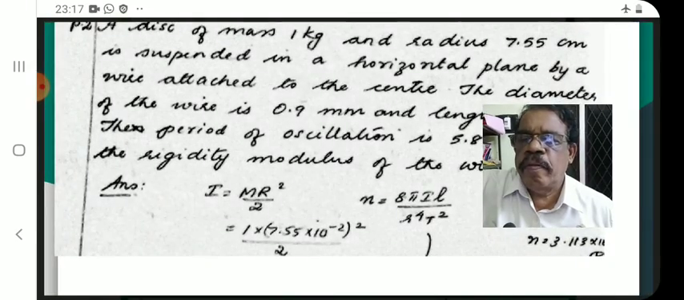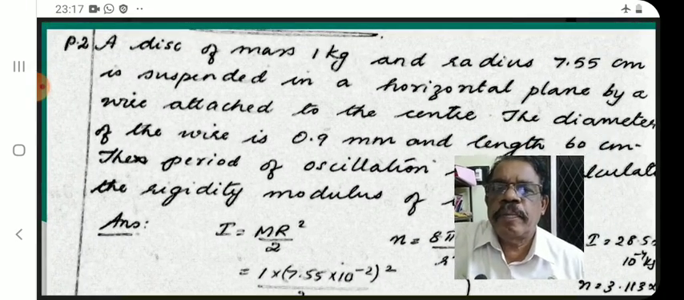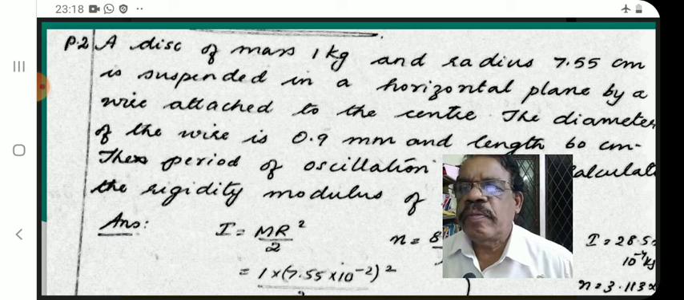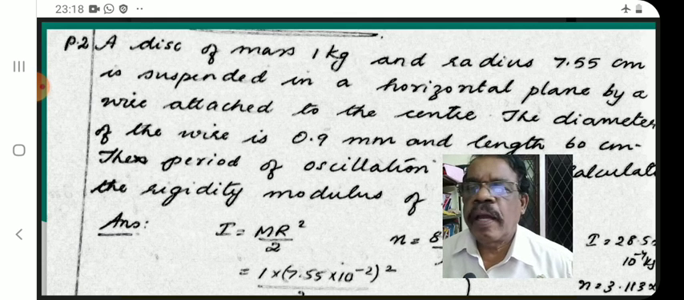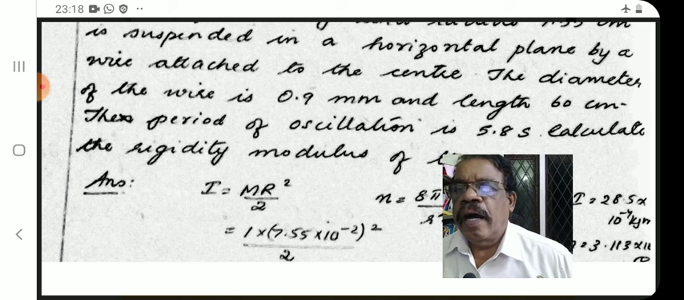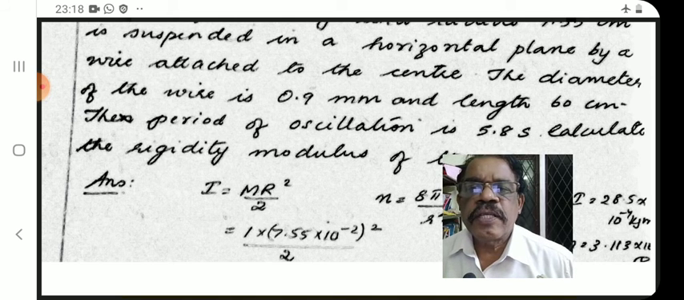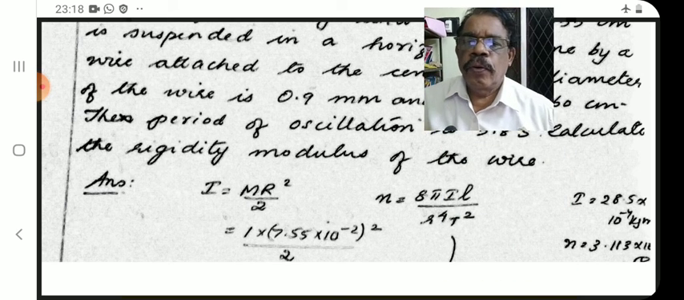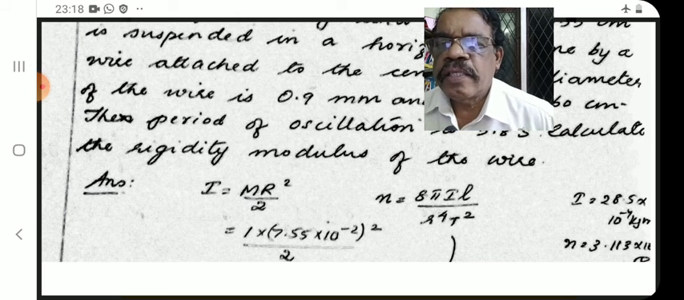The next problem is a disc, a repetition problem. A disc of mass 1 kg and radius 7.55 cm is suspended in a horizontal plane by a wire attached to the center. The diameter of the wire is 0.9 mm and length 60 cm. The period of oscillation is 5.8 seconds. Calculate the rigidity modulus. A very similar problem, only the values change. I = mr²/2, that is m = 1 kilogram, 1 × (7.55 × 10⁻²)² / 2.